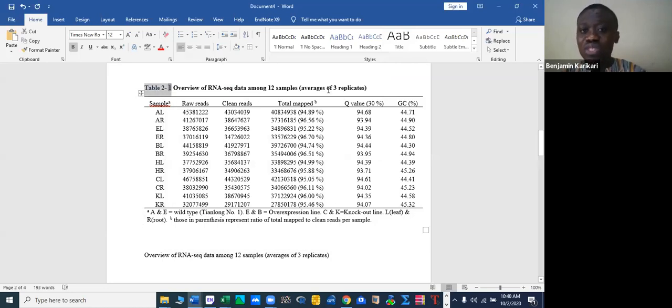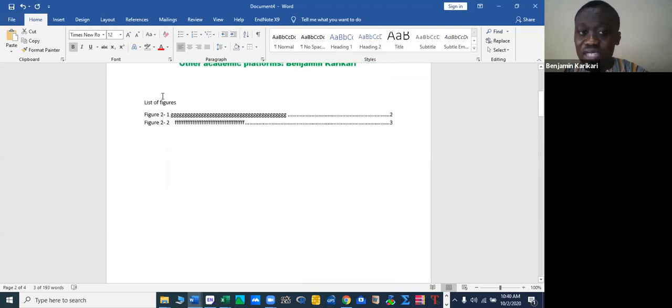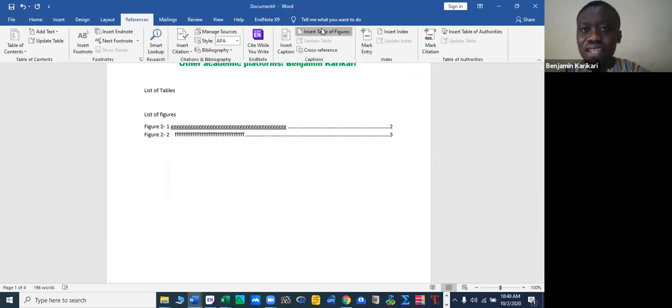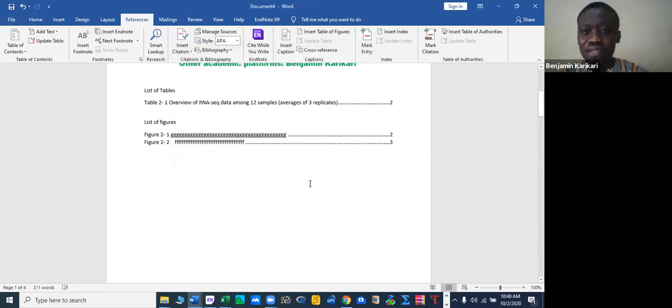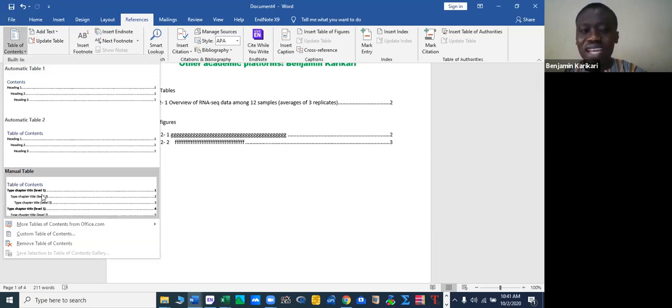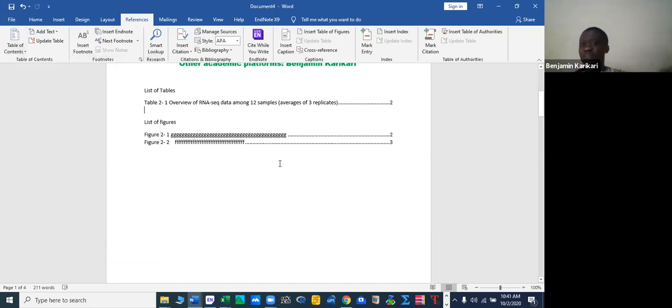So you can use those things, and then when you finish, if you want to create a list of tables, you can just create them here. List of tables. So reference, insert table of figures, table, so you can insert. You see, so with this, as you move along, you don't need to waste your time to check the page number of Table 2.1 or Table 2-1 and the rest. No need. You can just be writing, and when you finish, you just update. Likewise, the referencing, the table of contents. You can also do the table of contents from here, so that at the end of the day, everything will be completed when you finish your writing.